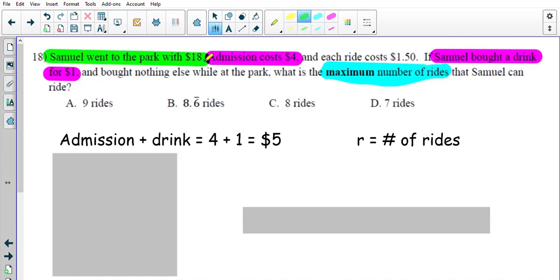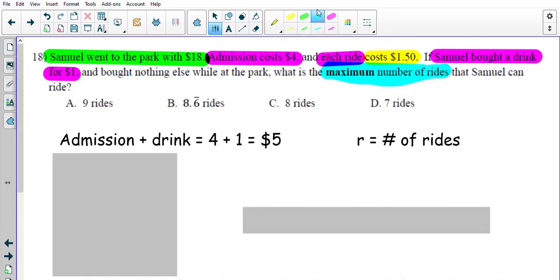That means he wants to spend less than or equal to $18. He spent $5 between admission and a drink. And we also know that each ride costs $1.50, and R represents the number of rides. So let's go ahead and put this together.